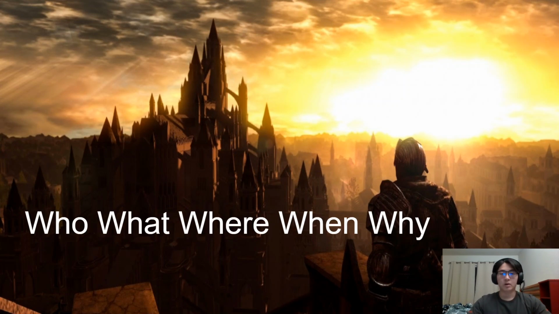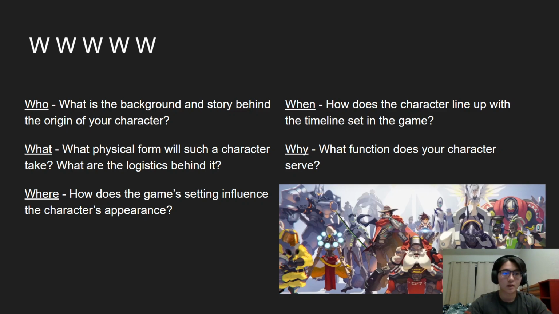Now moving on, we have the 5 W's, which are who, what, where, when, and why. Who refers to what is the background story behind your character? What is their narrative? What talks about what physical form will your character take in order to reflect this narrative and everything around it. Where talks about what the game's setting is and how that influences the look of your character. While when talks about how the time that the character is in affects how he or she looks. Why talks about the function of your character in the general game.